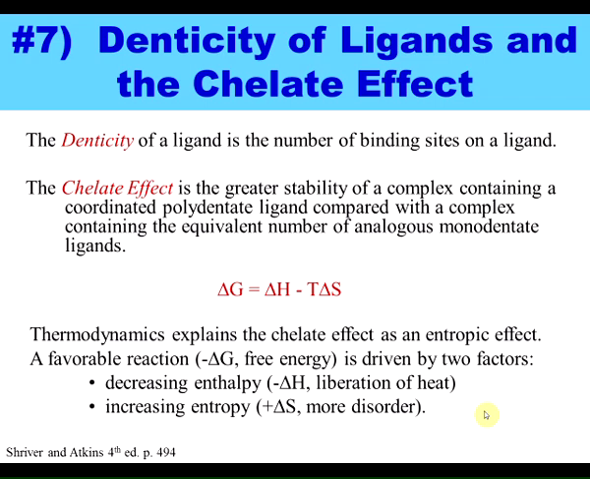Now the denticity of a ligand is the number of binding sites on a ligand. So if we have a monodentate ligand, let's just say NH3, it only has one pair that can donate to a metal complex. But if we have ethylene diamine, it has two nitrogens with lone pairs, and you've got the carbon linker in between the two, those lone pairs can donate to the metal center and bind. So that would be a chelating ligand.